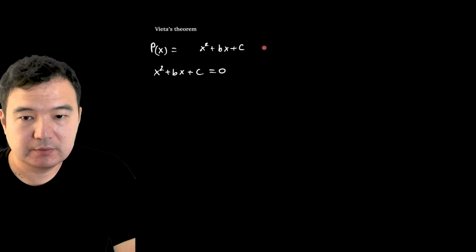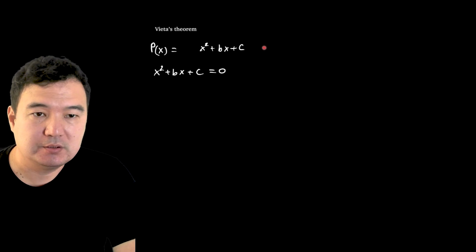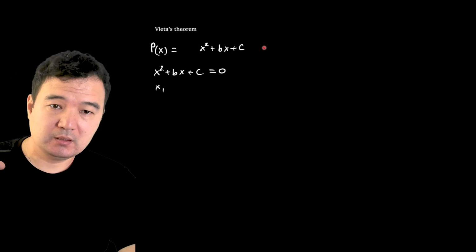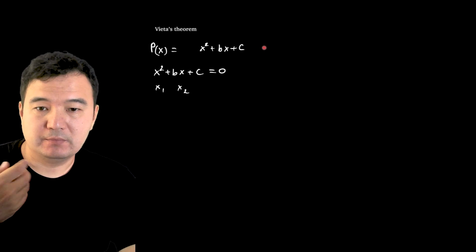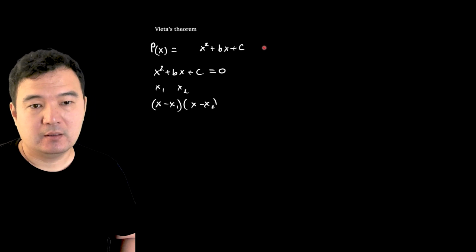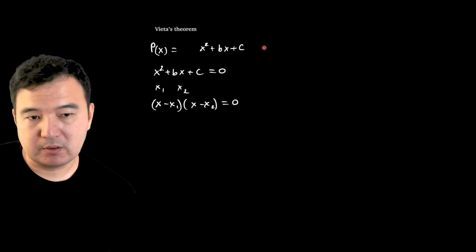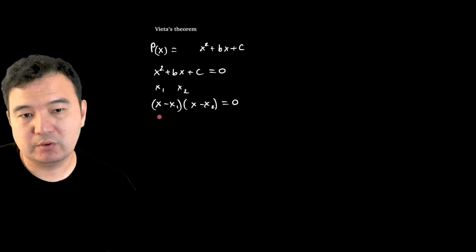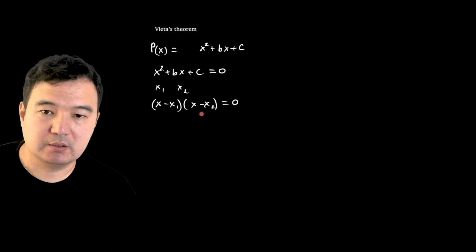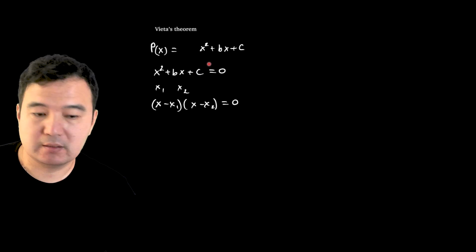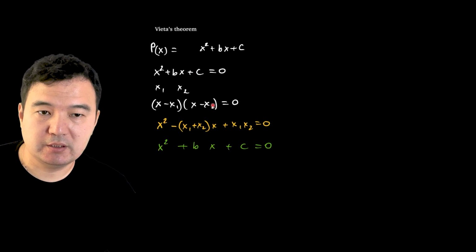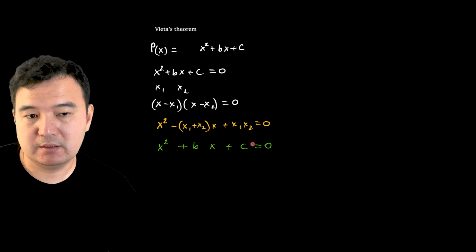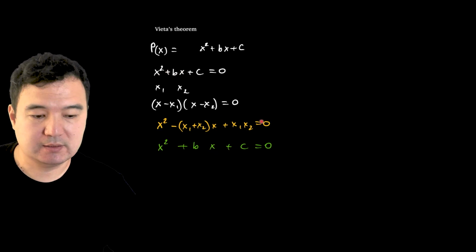The roots of this quadratic polynomial are just the solutions of this quadratic equation. If we say that we have two roots, x1 and x2, you can factorize it as x minus x1 times x minus x2. This is just the fundamental theorem of algebra. And then when you open the parentheses, you are expected to get back the initial expression, x squared plus bx plus c. So these two are exactly equal.